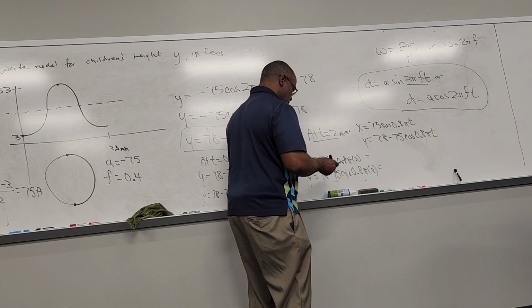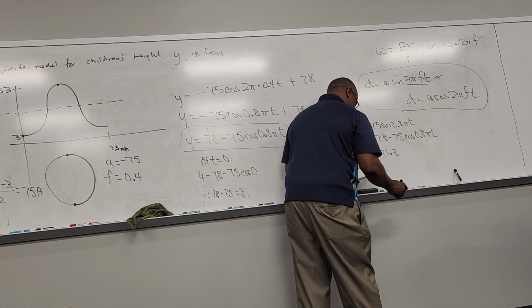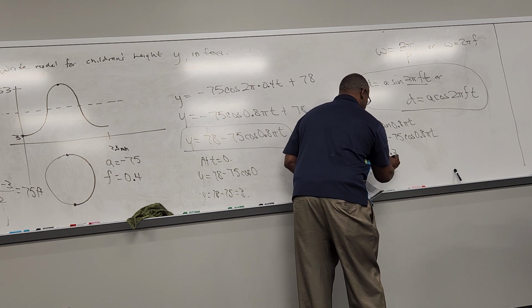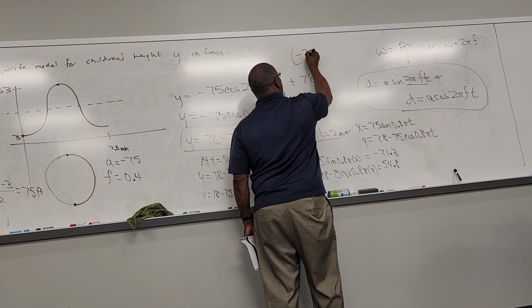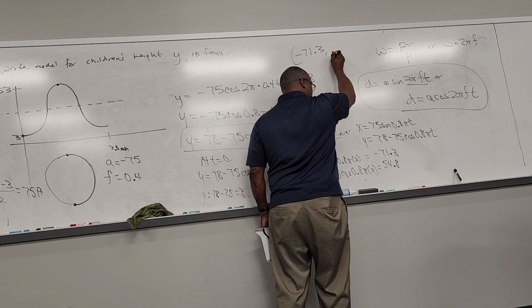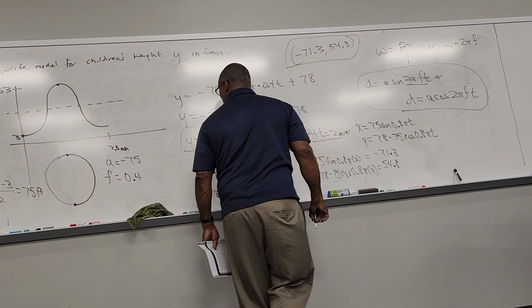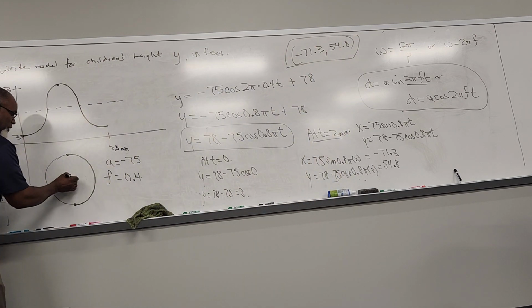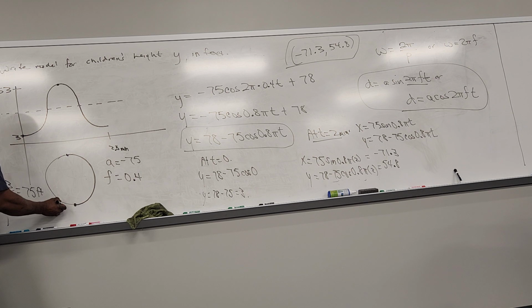If you do both of those, x turns out to be negative 71.3. Y turns out to be 54.8. So that'll be the coordinates of where they're at after 2 minutes. That would be the coordinates. So again, remember that if this is the origin, positive x is that way, negative x is this way. So x equals negative 71 means they're kind of close over here, and y is a positive 54, so maybe somewhere around here.